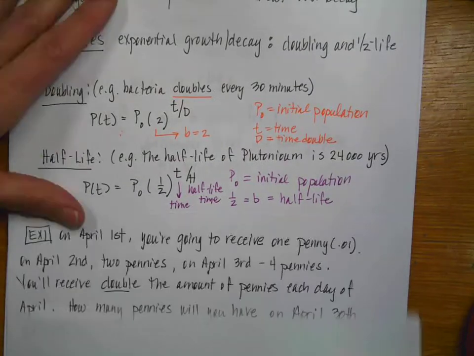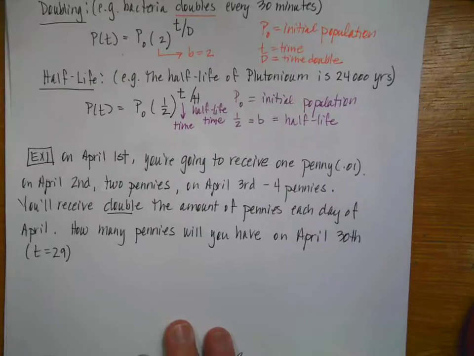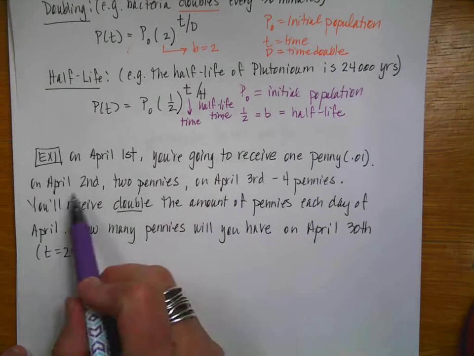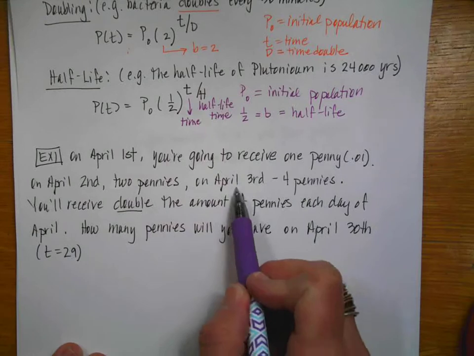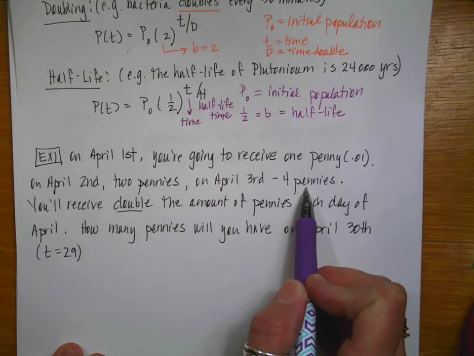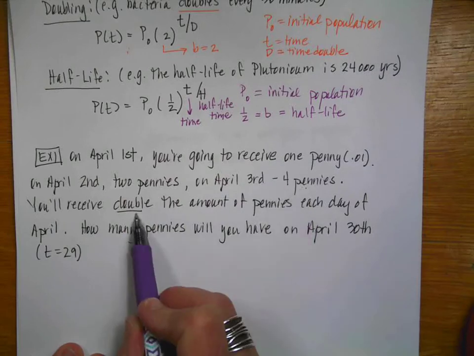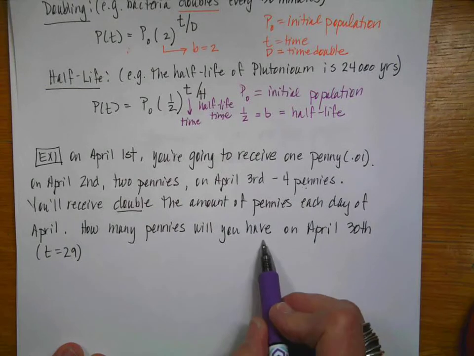Okay? So for our first example, we're going to talk about pennies. So on April 1st, you're going to receive 1 penny. On April 2nd, you're going to receive 2 pennies, and then on April 3rd, you would receive 4 pennies. So you can notice that my pennies are doubling every day. So it says you'll receive double the amount of pennies every day until April 30th. How many pennies are you going to have on April 30th?